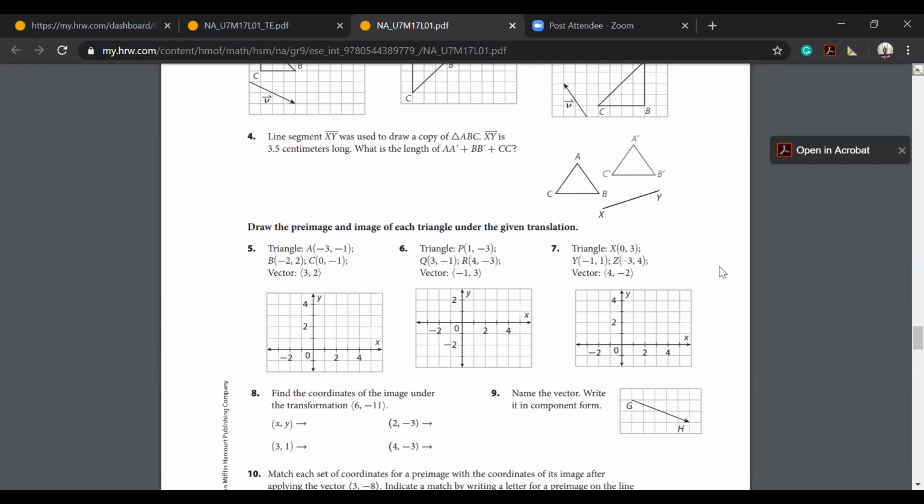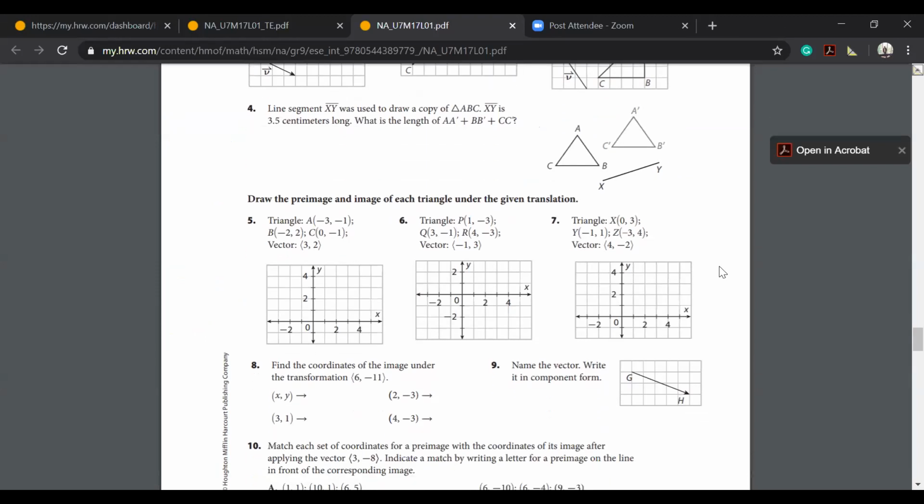Question 9 is saying, name the vector, write it in component form. What is the name of this vector? This vector is GH ray. You remember, when you are writing a line segment, we said that we have 3 kinds of lines, right? Line segment, straight line, ray.